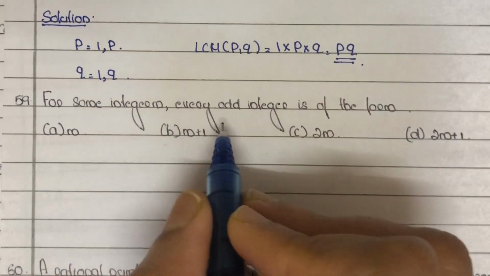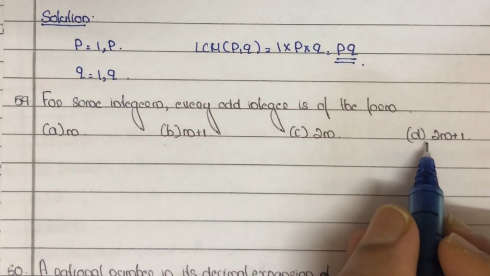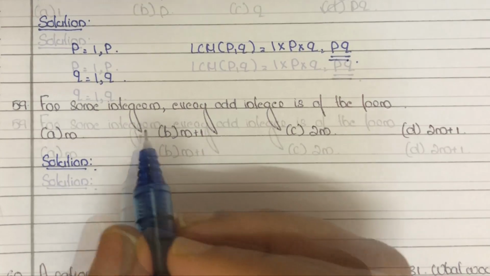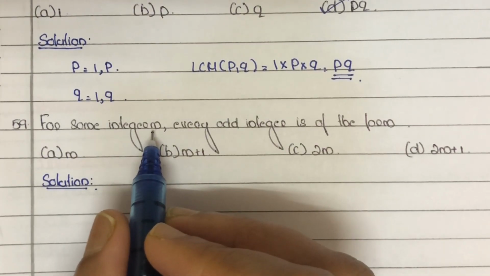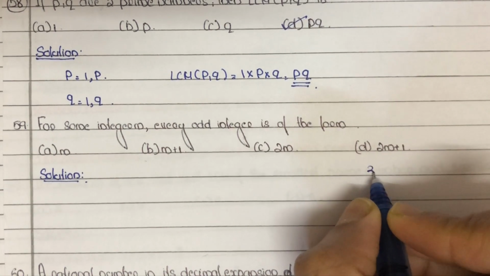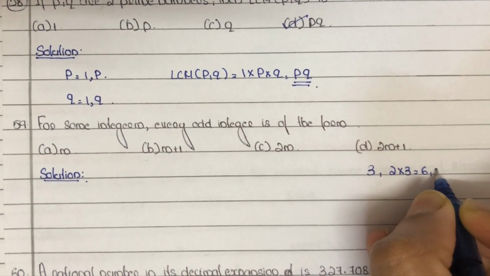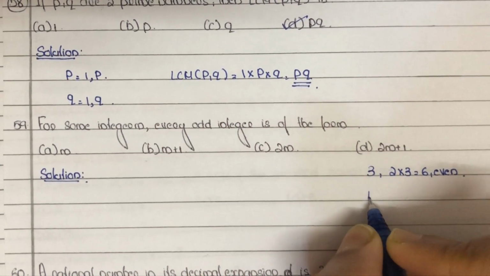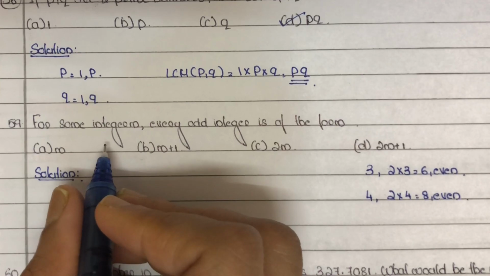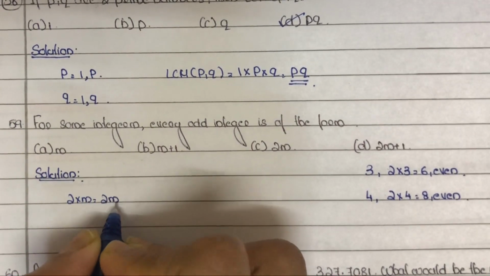Next, question number 59. For some integer m, every odd integer is of the form: option A m, option B m plus 1, option C 2m, option D 2m plus 1. For some integer m, m can be even or odd. But if you multiply 2 with this m, then we'll get 2m. 2m will be an even number, right? For example, consider an odd number 3. If you multiply it with 2, then you get 2 into 3 is 6, which is an even number. Similarly, consider an even number 4. If you multiply it with 2, then you get 8. Again, it's an even number. So the first step is to multiply 2 with this integer m, that is 2 into m is equal to 2m, which is an even number.